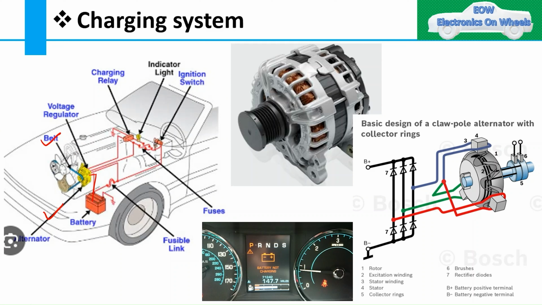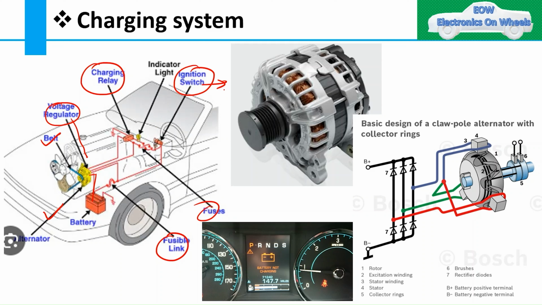Let me erase. So first is the belt, then the alternator position is here, then it has the connection to the battery. As I already told you, it has the connection to the battery because it has to charge the battery. Then you have the fuse and fusible link, or charging relay, which is used to protect your circuits, right? Then you have the voltage regulator. The voltage regulator is a part of the alternator, as I already told you. Then the ignition switch, which is used for starting the vehicle.